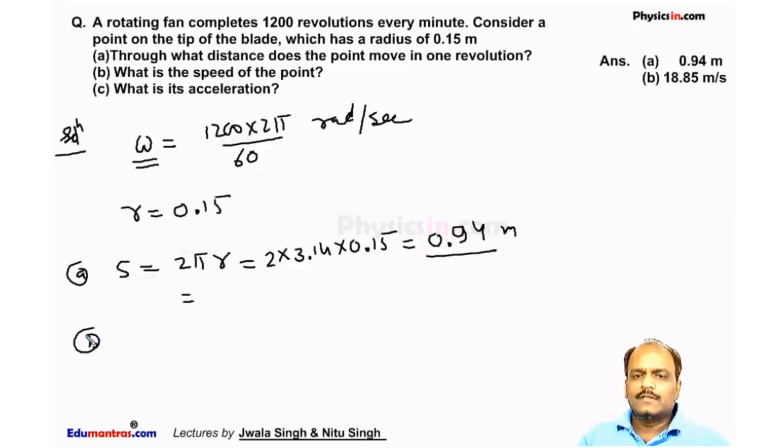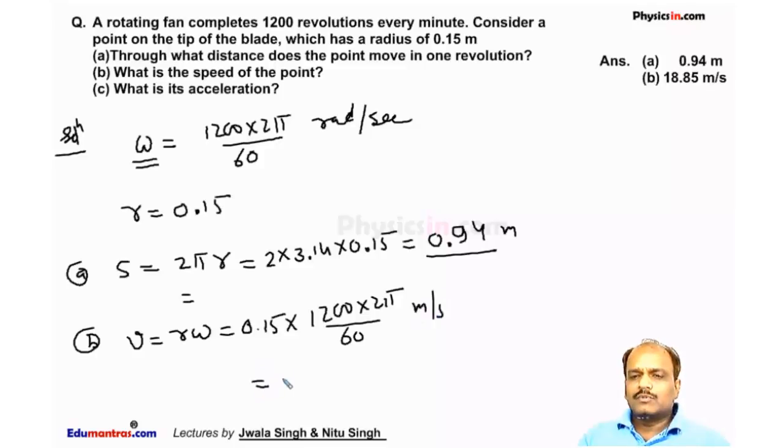Second question, what is the speed of that point? So B part is, we know v is equal to r into omega. We know r, that is 0.15 meter, and omega is 1200 into 2 pi by 60 per second. So after multiplication it comes out to be 18.85 meter per second. This is the second answer.